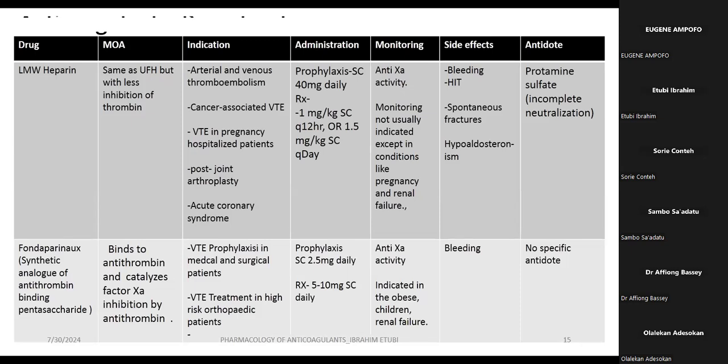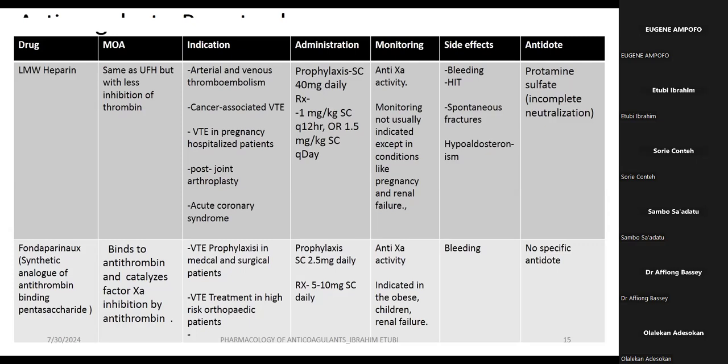Next, parenteral one is the low molecular weight heparin, which has the same mechanism of action like the unfractionated heparin, which is that it will activate antithrombin. So its activation of antithrombin is what will accelerate its inhibition of thrombin. So it acts on antithrombin, then antithrombin will now inhibit thrombin. So that way it is acting indirectly. We know it can be used for thromboembolism, whether venous or arterial, in cancer-associated VTE, in pregnancy, and even acute coronary syndrome.